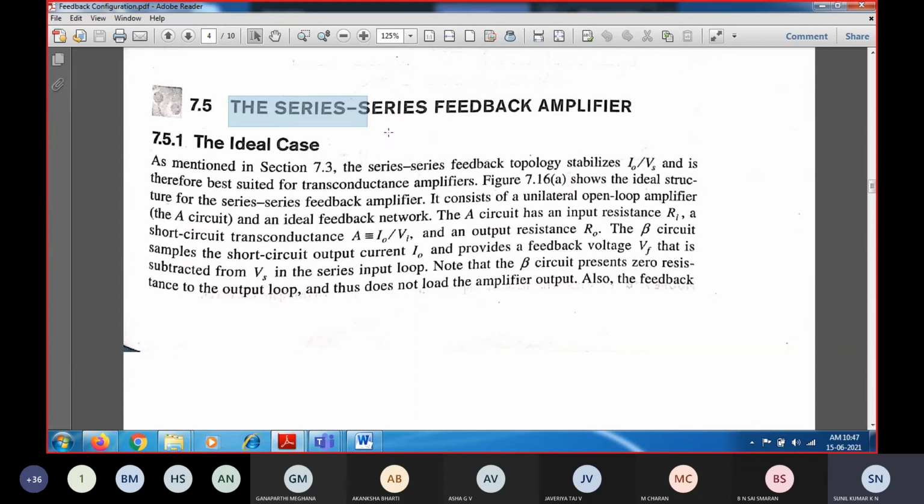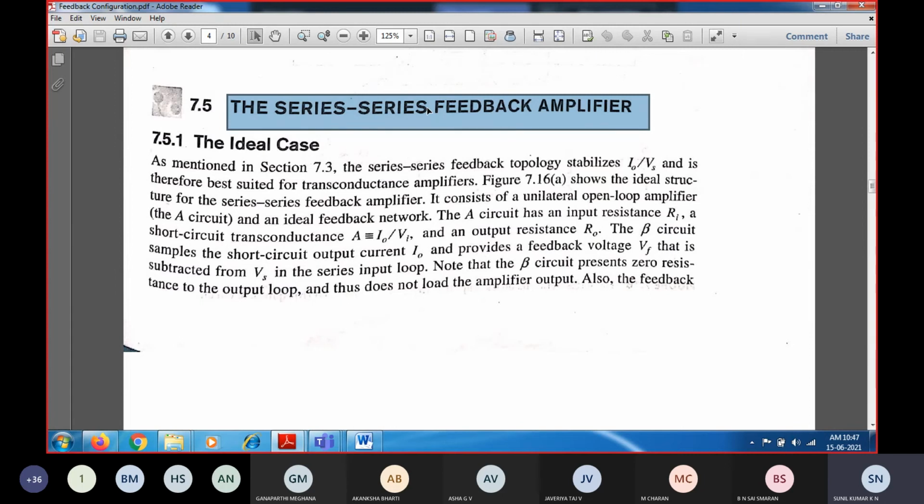So now we'll see what is a series feedback amplifier. So what is this series feedback amplifier? You have to think that the output is series. So what type of signal should it be? It can be voltage or current. In that case, the series amplifier corresponds to what? Series corresponds to the transconductance amplifier.